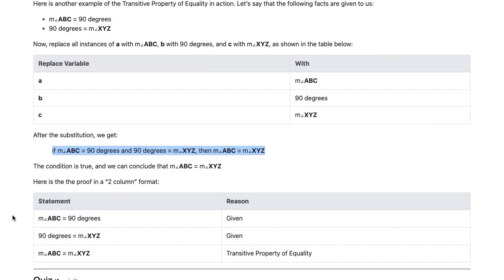Here is the proof in a two-column format. The first statement says angle ABC is equal to 90 degrees, and this is given. The second statement is 90 degrees is equal to angle XYZ, and this is also given. Finally, the statement angle ABC is equal to angle XYZ follows from the transitive property of equality.